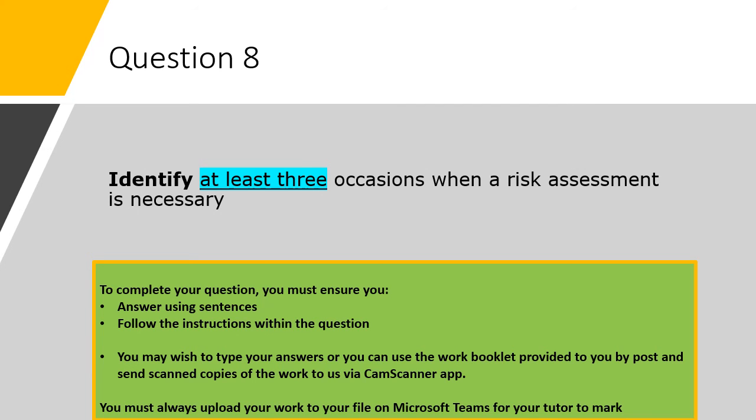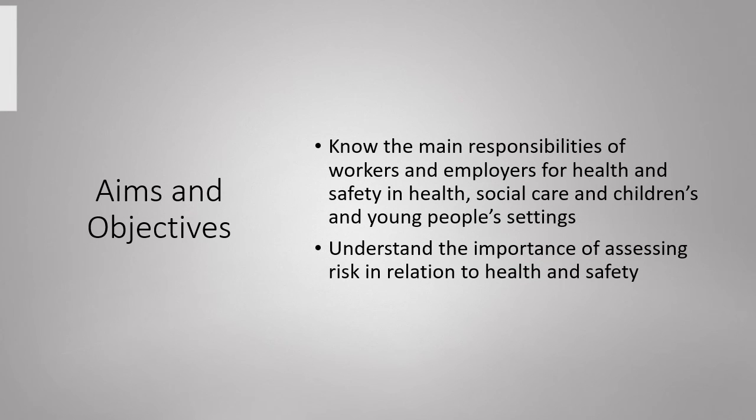This brings you to question number 8, which is asking you to identify at least 3 occasions when a risk assessment is necessary. It's an identify question, so you need to give supporting sentences to explain, and at least 3. You can do more, but not less than 3. That brings you to the end of this session, and you should now know the main responsibilities of workers and employers for health and safety in health, social care and children and young people settings, and you should have an understanding of the importance of assessing risk in relation to health and safety.